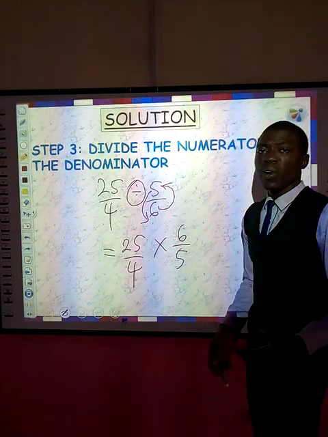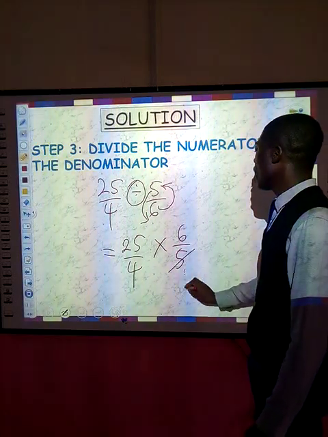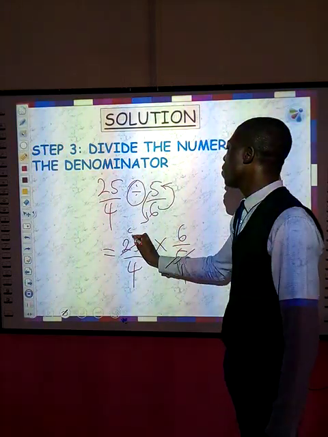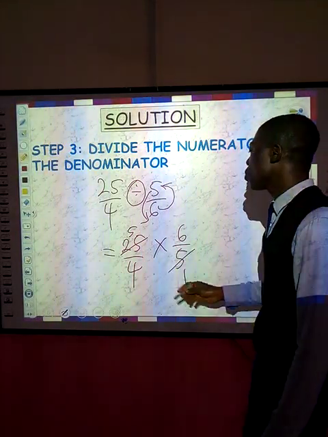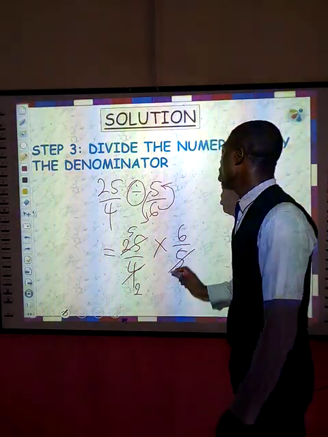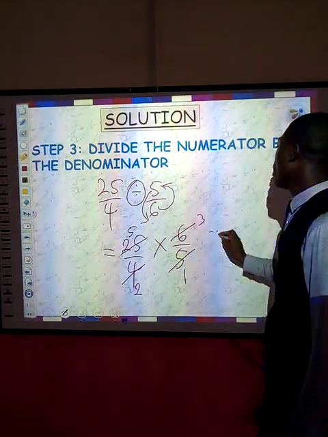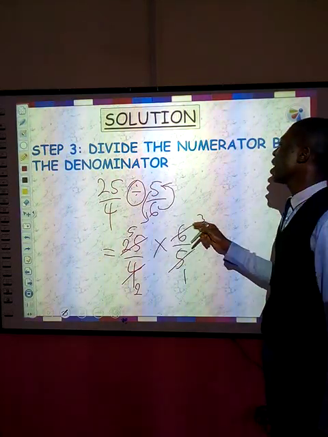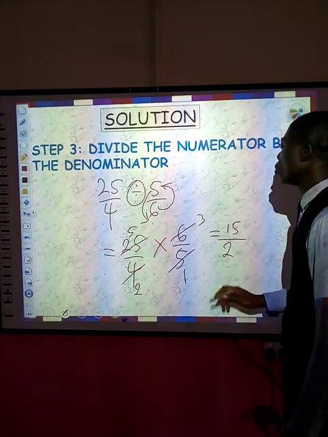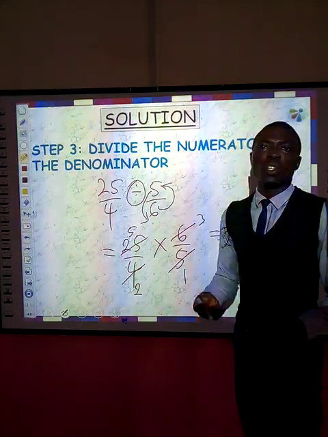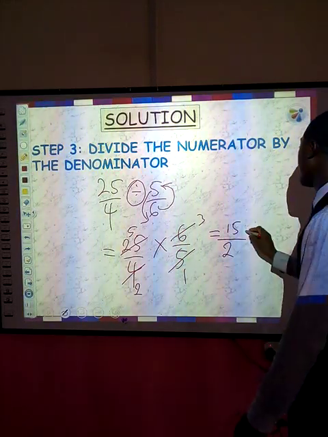Now if you check very well, you realize that 5 and 25 are connected. How? 5 in 25, there are 5 groups of that. Now 2 can go in 4 and 6 at the same time. So 2 inside of 4, you get 2. How many groups of 2 can you find in 6? That will be 3. So everything reduces to what? 5 times 3, you get 15 all over 2 times 1, which is 2. So the entire fraction has now reduced to 15 over 2.